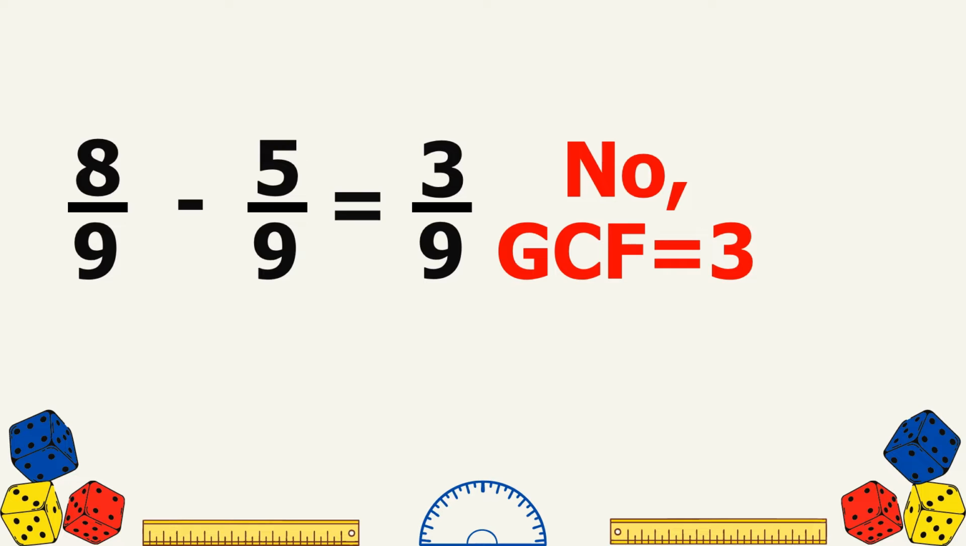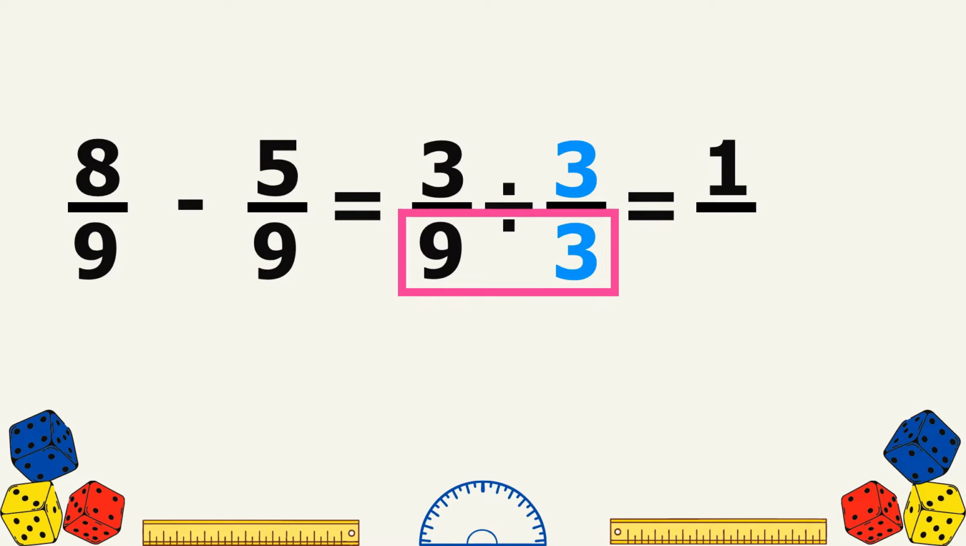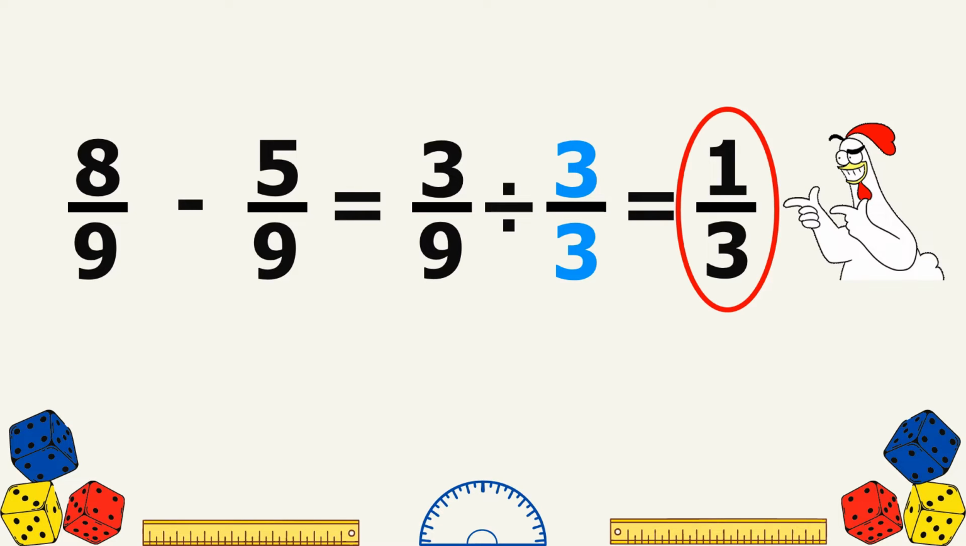So we need to simplify 3/9. So let's divide them by their GCF, which is 3. So 3 divided by 3 equals 1. Then 9 divided by 3 equals 3. So the answer is 1/3.